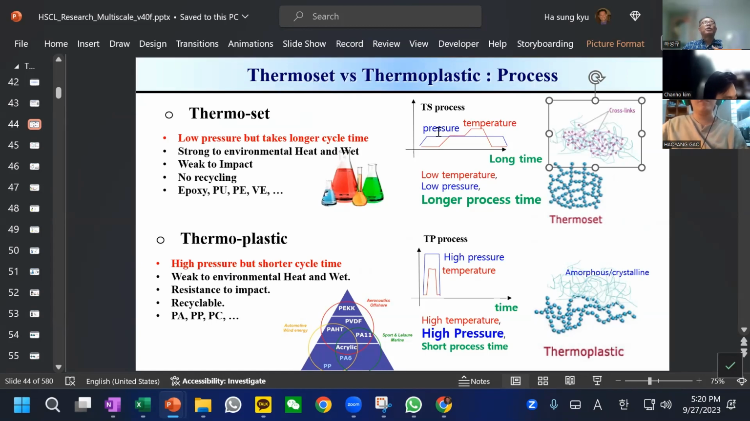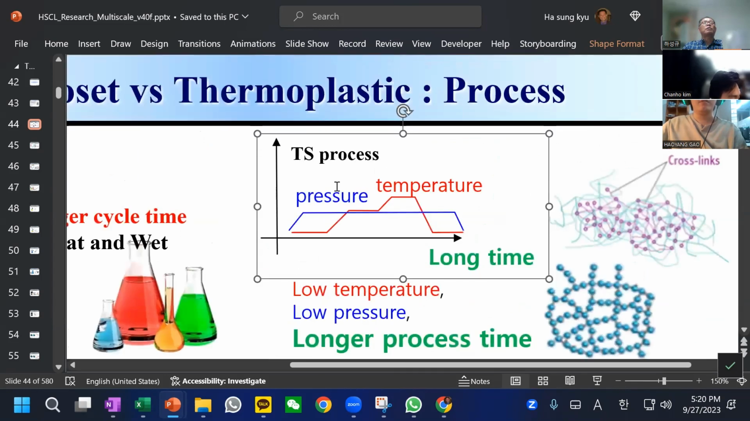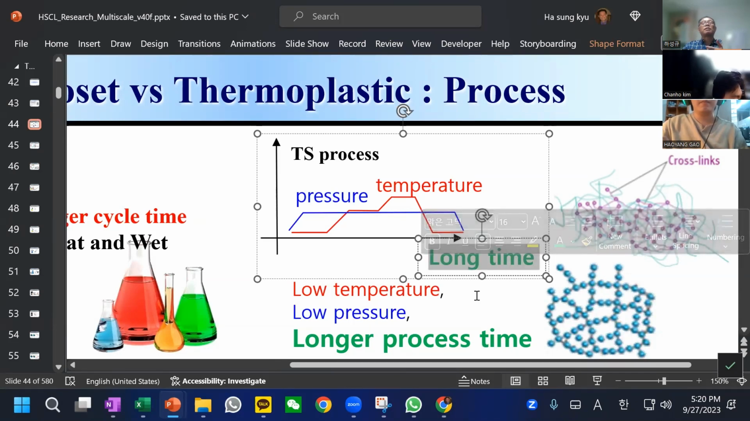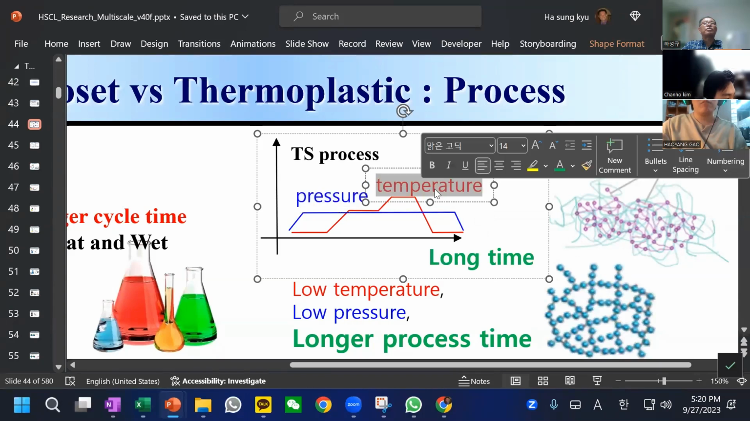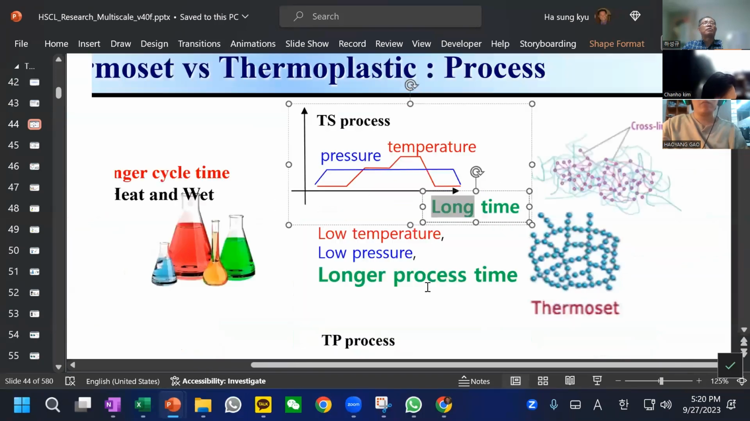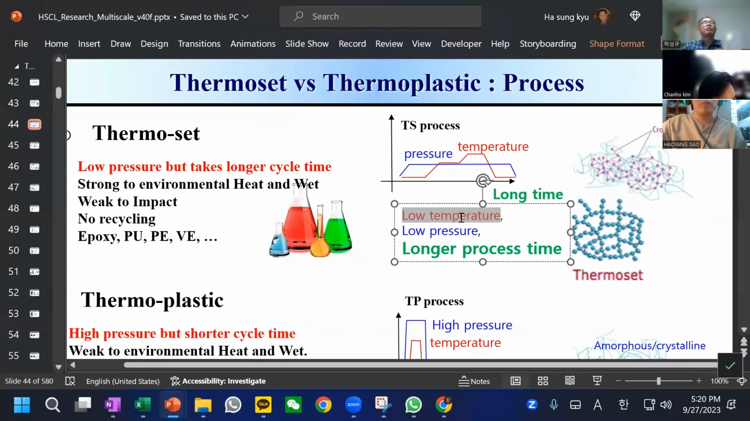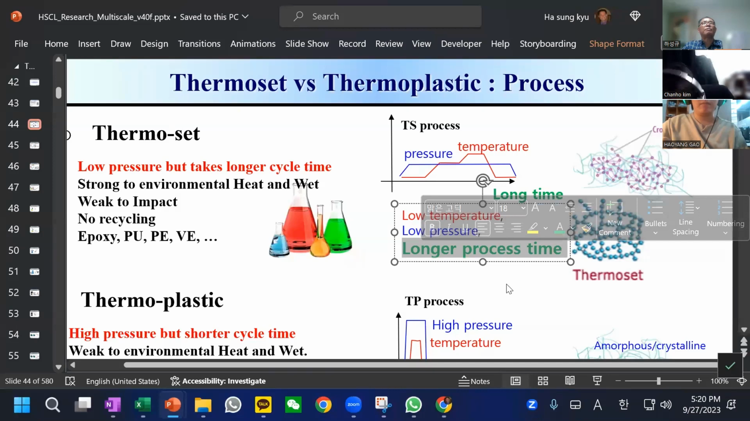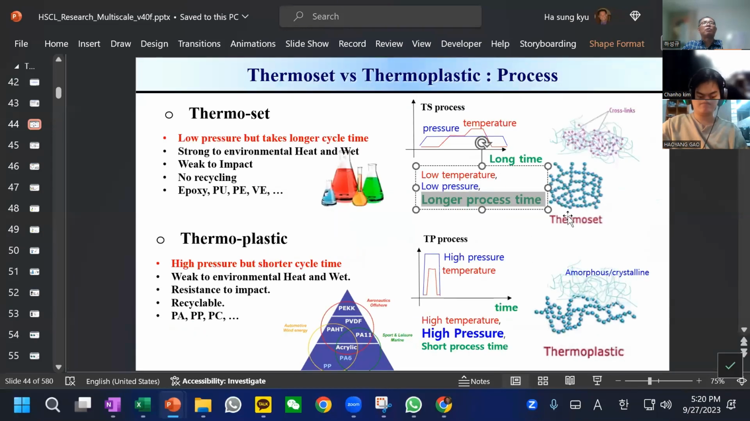So we need to apply pressure and temperature, but very important, we need to apply it for a long time. Why? Because the chemical process takes time. We have to wait. So always pressure and temperature, but we have to wait. Relatively low temperature, relatively low pressure, but the most important point is the time to cure. The cross-linking takes time to bond them. Now thermoplastic.